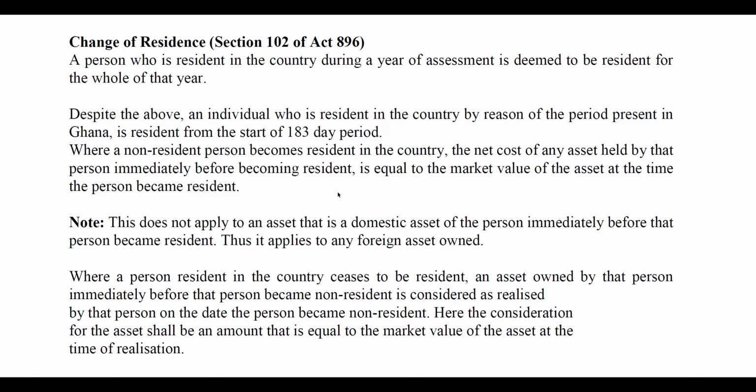Where a non-resident person becomes resident in Ghana, the net cost of any asset that is held by that person immediately before he became resident is equal to the market value of the asset at the time the person became resident. So it is a condition for realization that anytime you have an asset, the net cost of the asset immediately before you became resident will be equal to the market value of the asset as at the time you became resident. And this does not apply to an asset which is a domestic asset of that person immediately before becoming a resident. It applies to any foreign asset that person owned. Okay, that is the assumption.